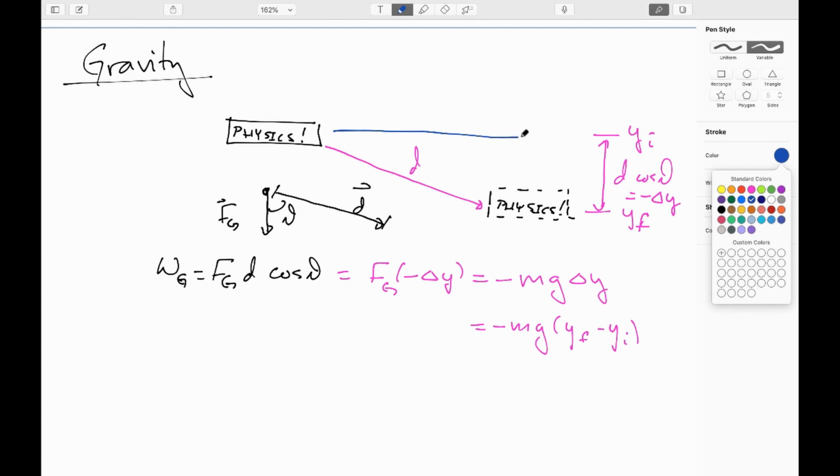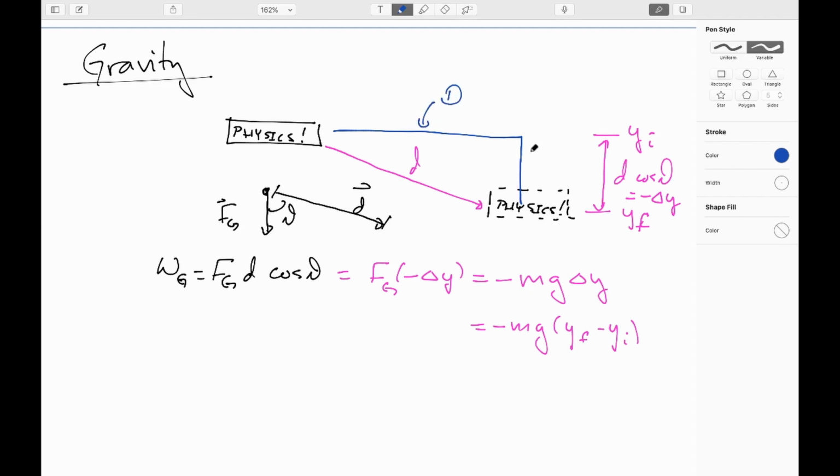Going along the blue path like this, we're first going to go in two segments. Let's call this segment 1 and that segment 2. So here in blue, the work done by gravity will be equal to the work done in segment 1 plus the work done in segment 2. Now in segment 1, gravity is pointing straight down, but the displacement is straight to the right, at an angle of 90 degrees, and we've seen that forces that act perpendicular to the displacement do no work. So the work done along segment 1 is 0.